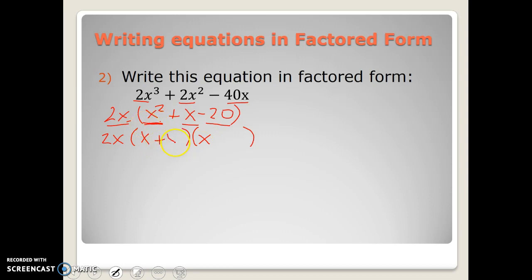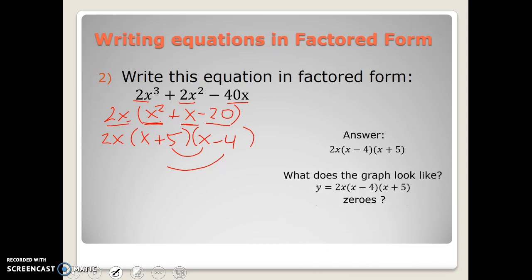And then if I want a positive 5 and a negative 4, 5 times negative 4 is negative 20. And if I check my inside terms and my outside terms, that's 5x minus 4x, which does give me x. So in factored form, it's going to be 2x times x plus 5 times x minus 4. So that's what it looks like in factored form.